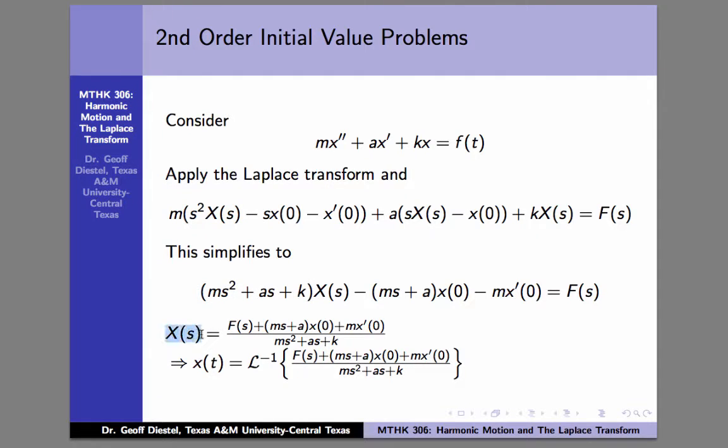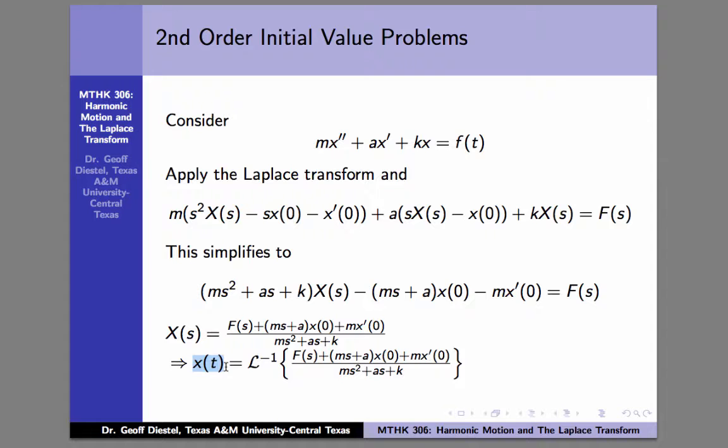And since this is the Laplace transform of lowercase x of t, we just plug the right-hand side of this equation into the inverse Laplace transform, and we know that that's what x of t is. It's the inverse Laplace transform of all that stuff, which is equal to capital X of s. So basically, I've just solved every single initial value problem, which is a second-order linear equation with constant coefficients.